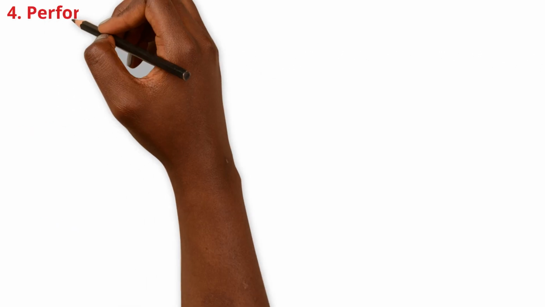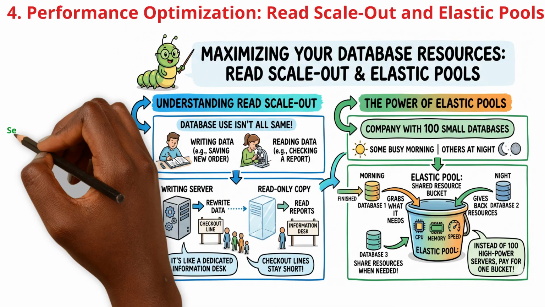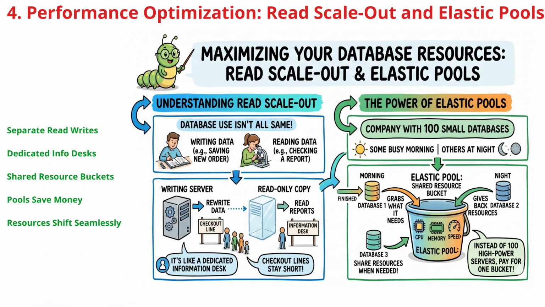Managing a database isn't a one-size-fits-all task. Saving a new order is very different from running a complex report. To keep things moving, Read Scale Out creates a dedicated read-only copy of your data, much like an information desk that keeps the main checkout lines short. For companies managing dozens of databases, Elastic Pools offer a smarter way to work by letting multiple databases share a single bucket of resources. Instead of paying for 100 separate high-powered servers, your databases simply grab what they need when they are busy and give it back to their neighbors when they are done.